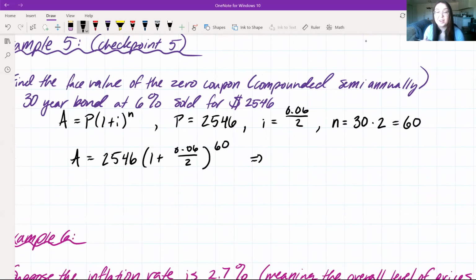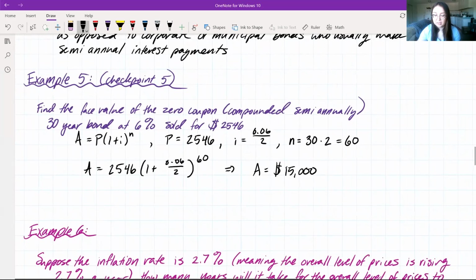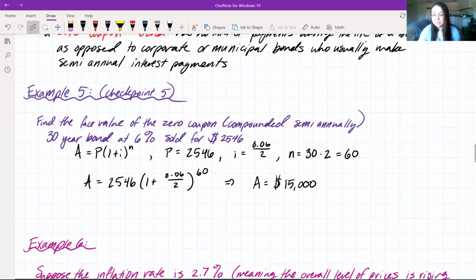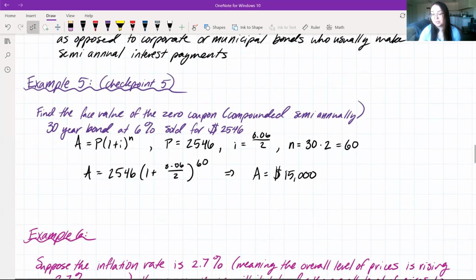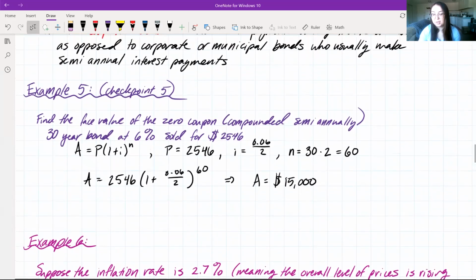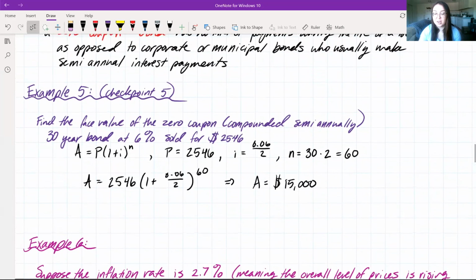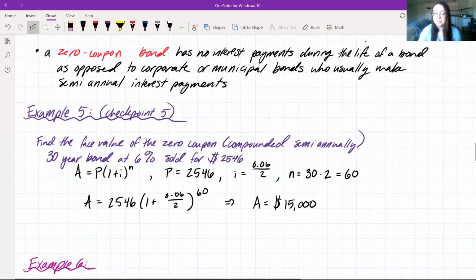All right, so I encourage you to calculate this value on your own. And you should have gotten a value extremely close to $15,000. So this means that the face value of our zero coupon compounded semi-annually 30-year bond at 6% that ended up selling for $2,546 was $15,000. So that was the face value of our zero coupon bond.